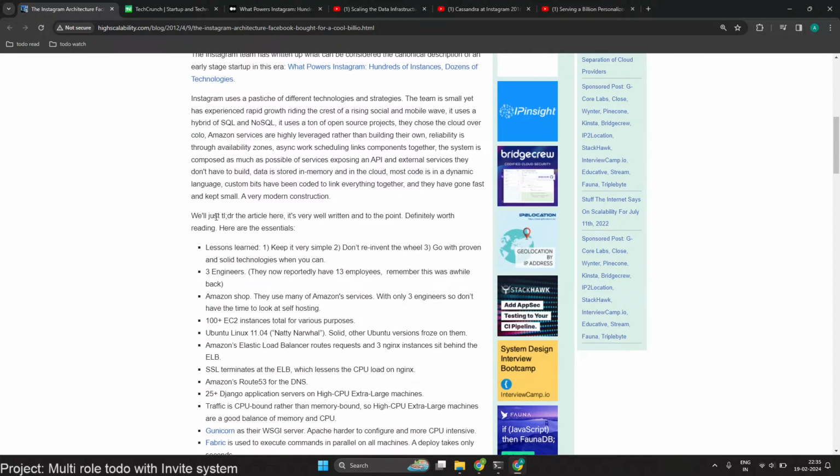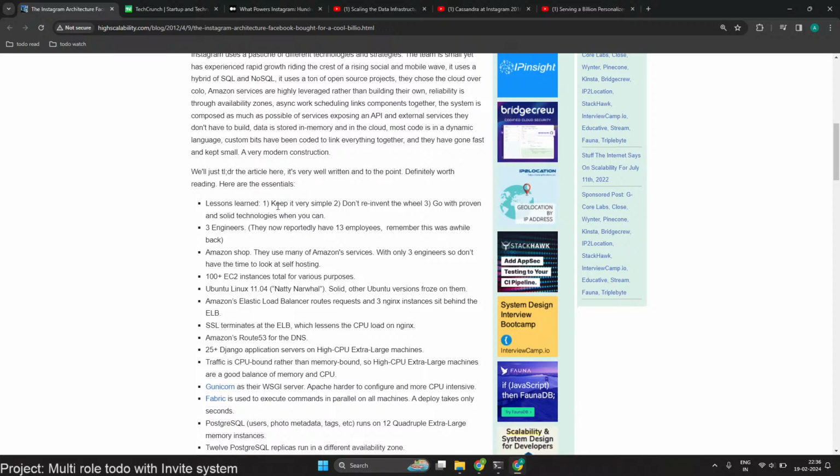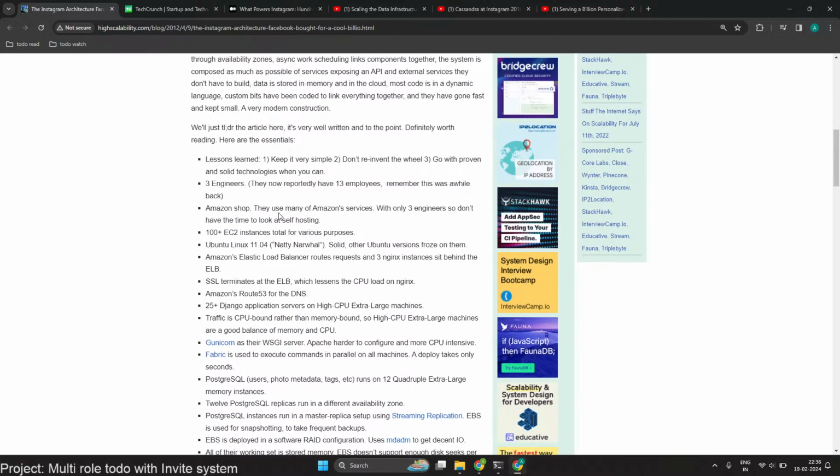It would take too long to read the article here. It's very well written, to the point, definitely worth reading. Here is the essential lesson: keep it very simple. Don't reinvent the wheel. Go with the proven and solid. They now reportedly have 13 employees. You know, this was a while back, and now they have Amazon stock. They had only 3 engineers, so they didn't have time to look at self-hosting.